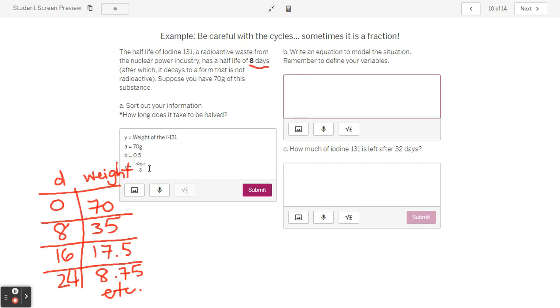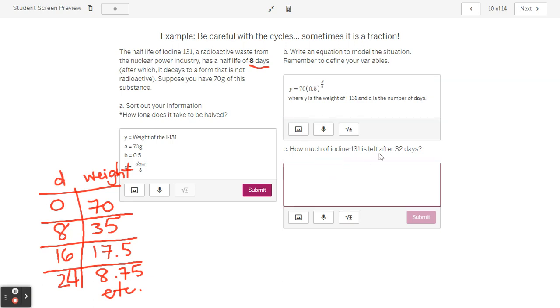So, for example, if we've only gotten 1 day, we haven't gotten to 50% yet. It's only a fraction. It's going to be 1/8 of the 50%. Now, when I write this equation, I'm going to have y is equal to 70 times 0.5 to the power of d over 8, where y is the weight of iodine 131 and d is the number of days.